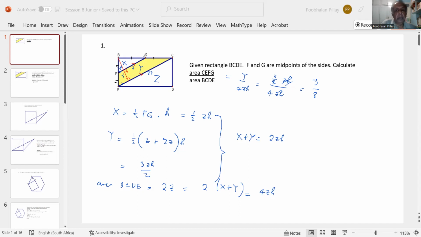And we used the midpoint theorem, and we used the converse of the midpoint theorem to find the areas of the shaded region. And we also used the theorem which says that the diagonal of a parallelogram bisects the area of the parallelogram. Right? So then we can conclude that the area of this whole rectangle is twice this, twice Z. Okay, so that takes care of the first problem.